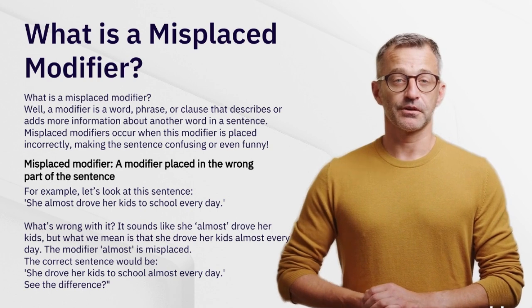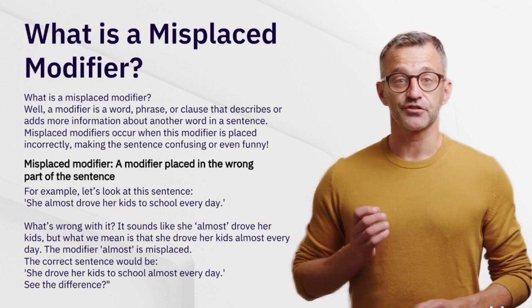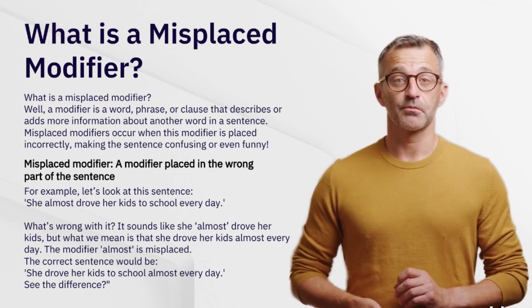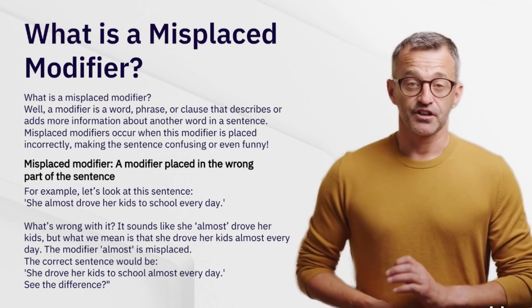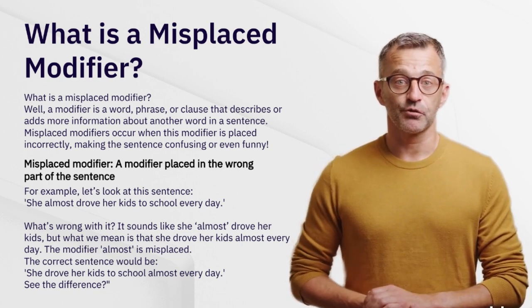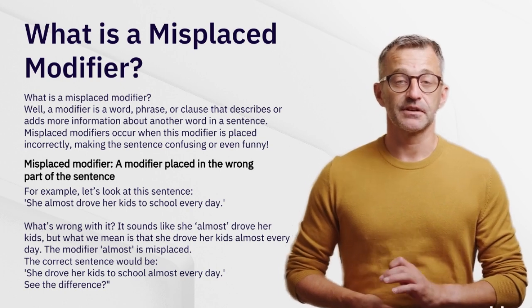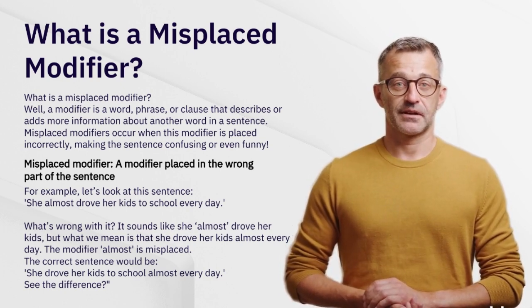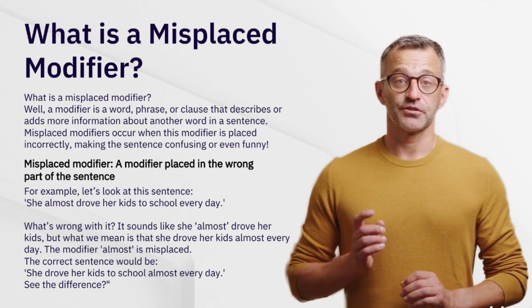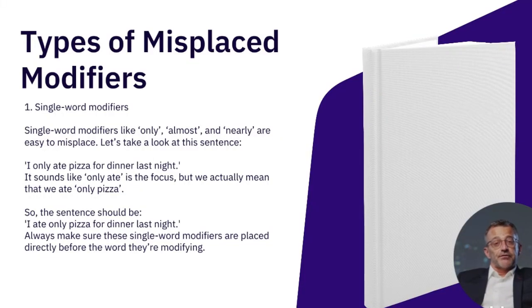For example, let's look at this sentence. She almost drove her kids to school every day. What's wrong with it? It sounds like she almost drove her kids, but what we mean is that she drove her kids almost every day. The modifier "almost" is misplaced. The correct sentence would be, she drove her kids to school almost every day. See the difference? Types of misplaced modifiers.